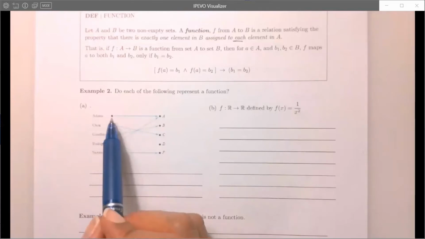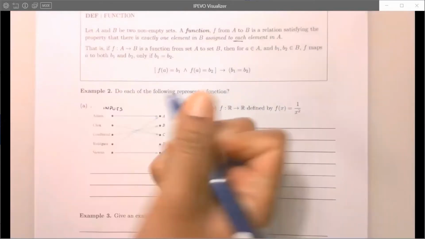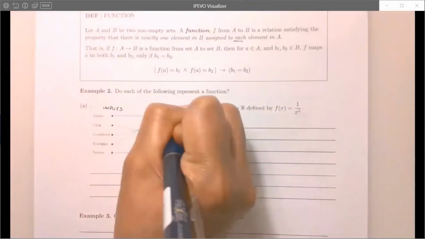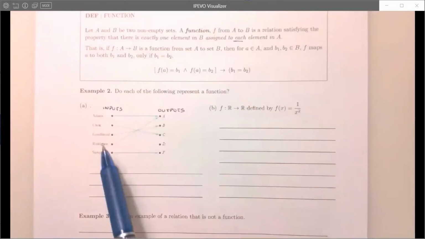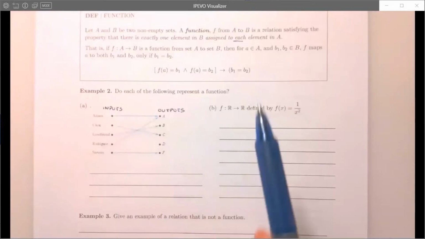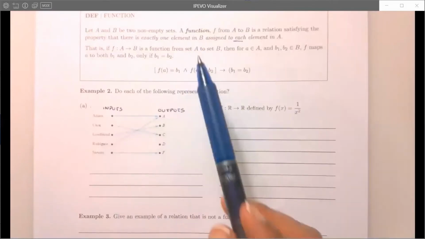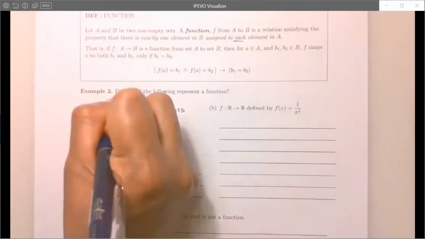So the inputs would be the names and the outputs would be the letters. That means that for every input, we have to make sure that it gets assigned to exactly one element in the set of outputs B. Okay, so this is A and this is B.